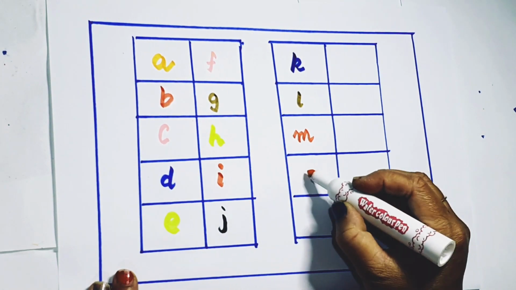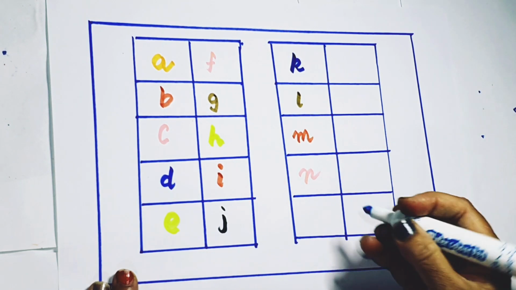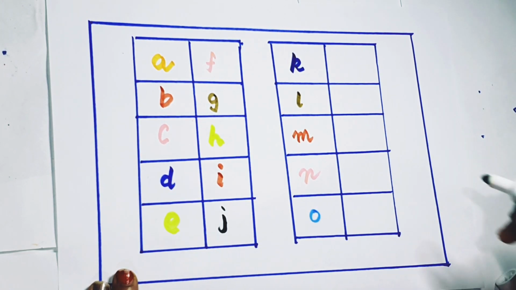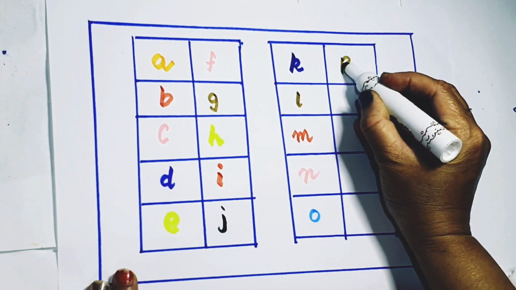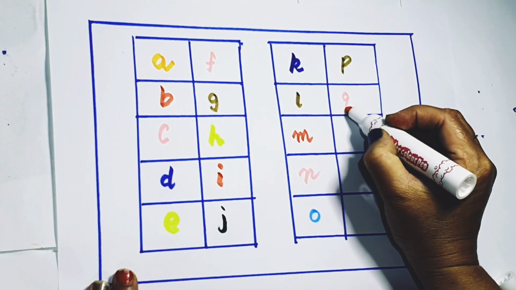M for mango. N for nest. O for owl. P for piano.